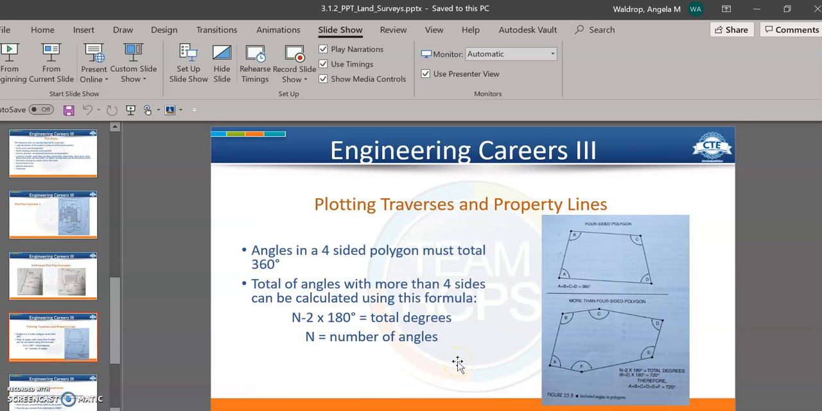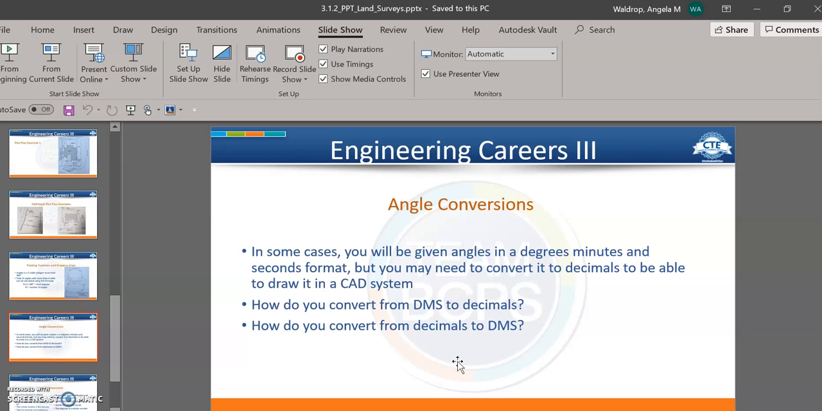This slide mentions plotting traverses for property lines. In order to do that, we may need to be able to convert some angles. Many times, legal documents in county offices will have traverses and property lines described in degrees, minutes, and seconds. But CAD systems will require you to specify angles in degrees with decimals if needed. So as a person working in the civil industry, you will need to be able to convert back and forth between the two.